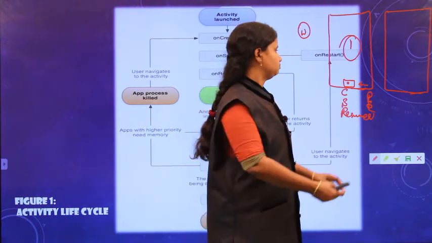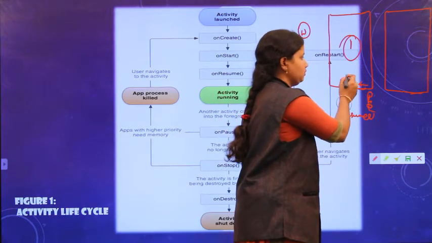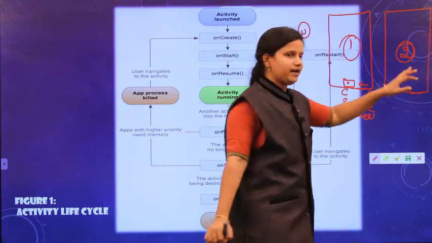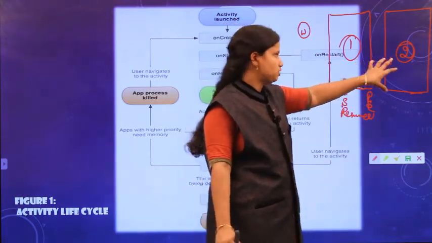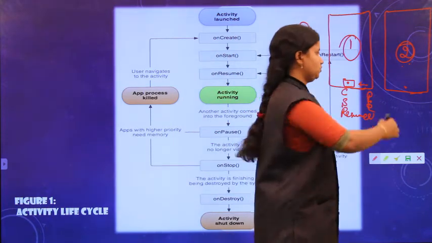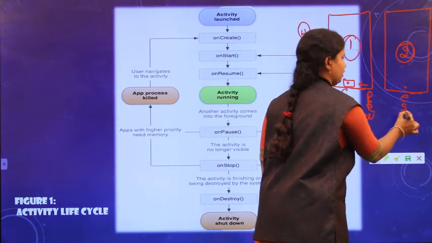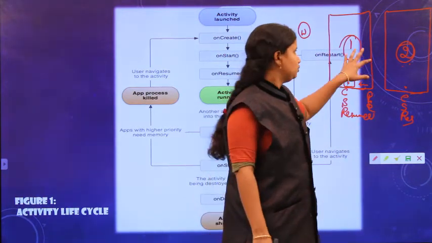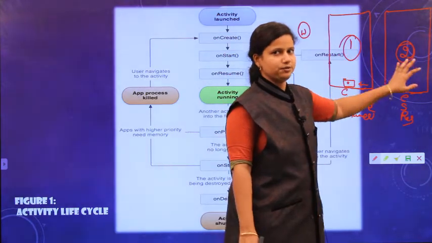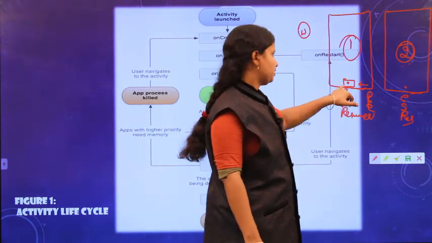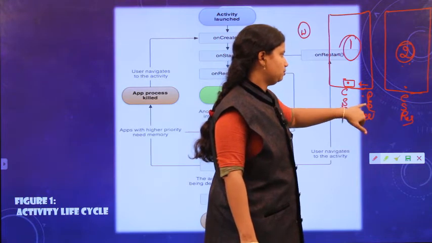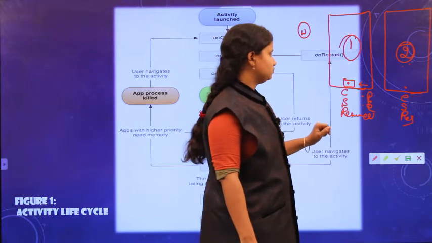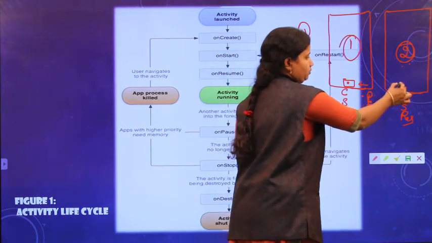So your application is running in the background, but your second activity is in the foreground. At this situation, what are the life cycle methods? Create, start and resume. When you move from the first activity to the second activity by pressing the home button, it causes pause and stop. Only two methods.